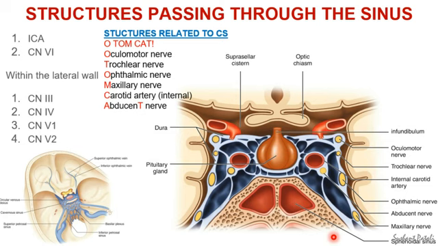All these structures, that is the oculomotor, trochlear, ophthalmic, maxillary nerve, the internal carotid artery or the abducens nerve, are separated from the venous blood by the endothelial lining of the sinus. So the venous blood within the cavernous sinus is not in contact with all these structures, because there is a barrier of endothelium existing between all these structures and the venous blood within the cavernous sinus. This is a very important aspect.